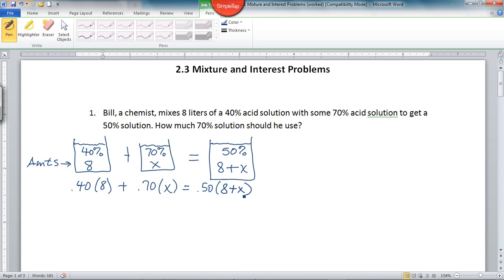That sets up a nice equation that I can solve for x. What I'm doing basically here is adding the amount of acid in both cases, and that will be the amount of acid in the mixture. That's the way it works. Now we just work this problem out. We can multiply 0.40 times 8, and you get 3.2. Then 0.70 times x, 0.70x is all we can really write there.